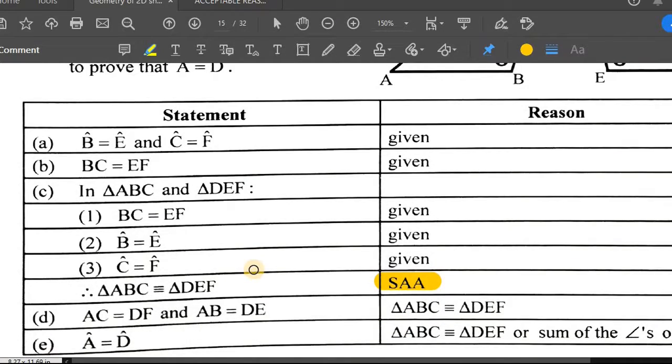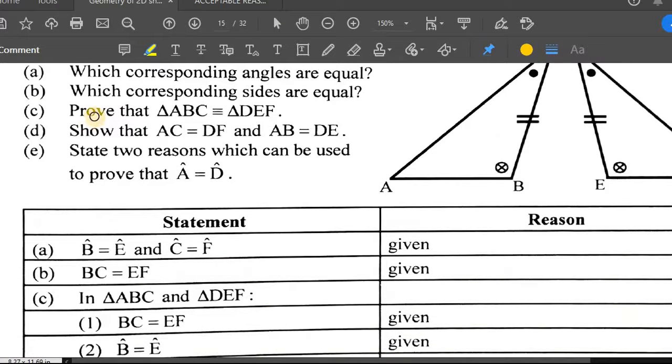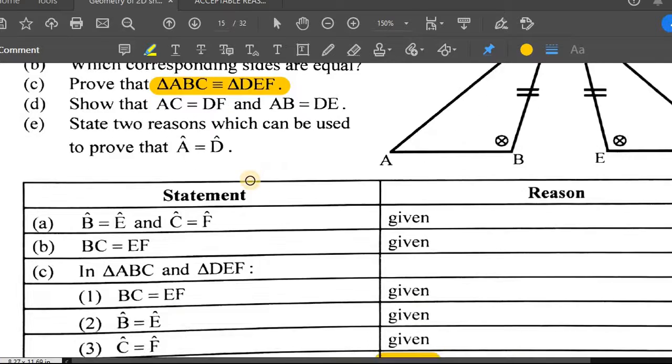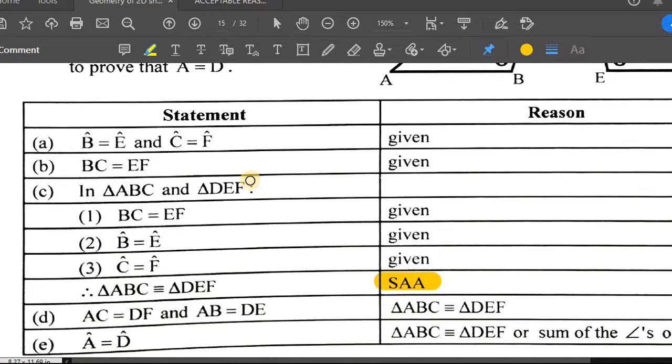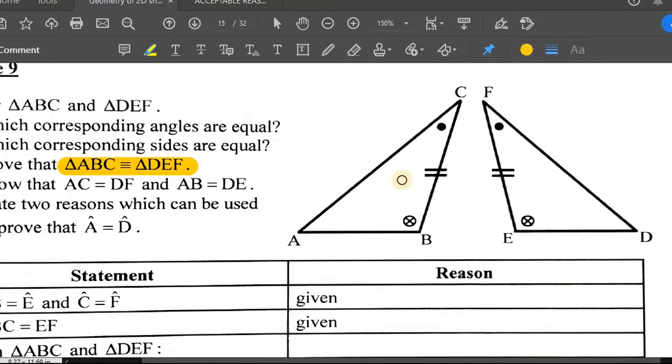Okay. Now, in the exercises coming up, you're going to be having this here. Double shift from the C to the D. They ask you to prove that these two triangles are congruent. We proved them. I just showed you. Then they say show that AC is equal to DF and AB is equal to DE. Watch this. I want you to realize this. I want you to wrap your head around this.